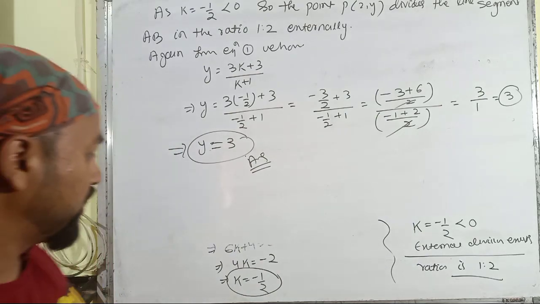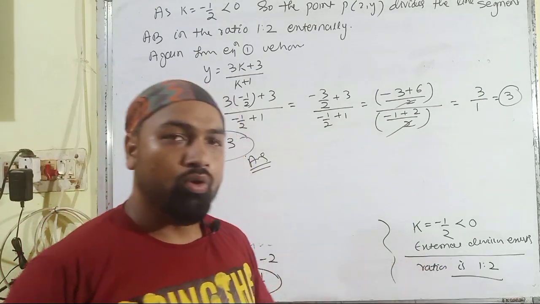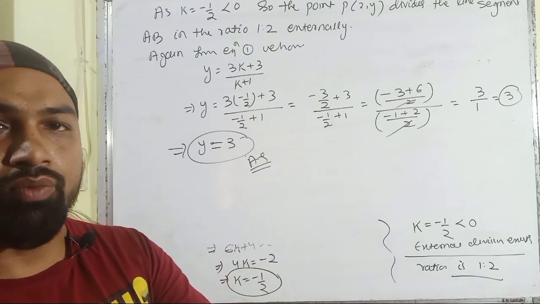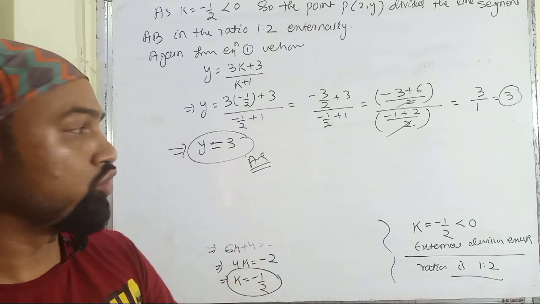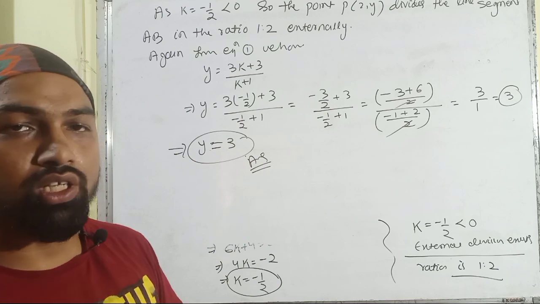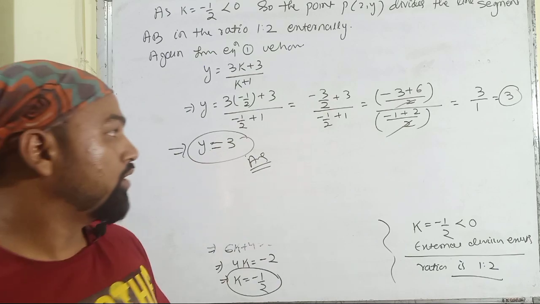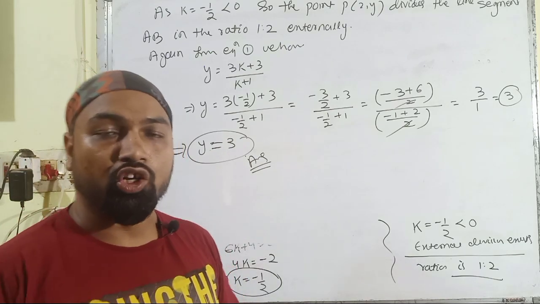We have evaluated the ratio. It is 1:2, but it divides the line segment AB externally in the ratio 1:2, and the value of y is equal to 3. Then moving towards the fundamental part of a centroid.